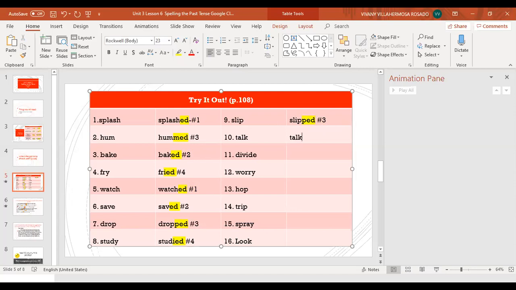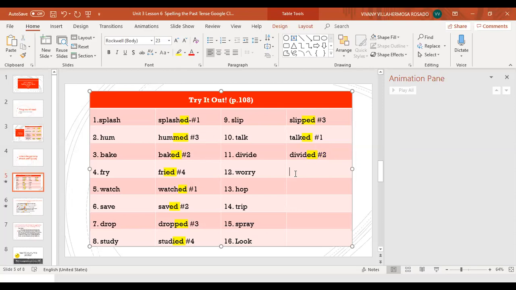And then talk, talked, we just add ED. It's rule number 1. Divide. Divide is a verb that ends with E, so we're going to use rule number 2. We drop the E, right? And then we add ED. Divided. And because the verb in its base form ends with E, it means that we followed rule number 2 to form the past tense.